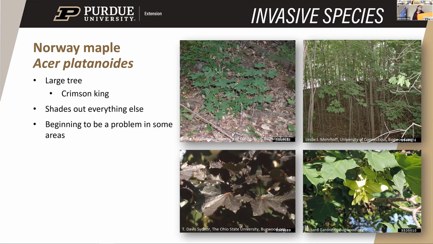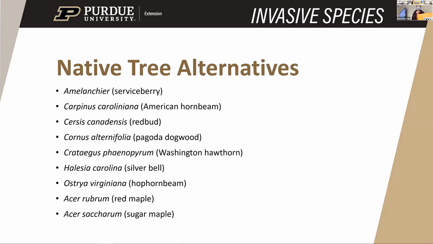This tree is very shade tolerant and can shade out most trees, even sugar maple. So this is a fun fact about this tree. Some native tree alternatives would be our serviceberries, our American hornbeam, our redbud, pagoda dogwood. We have our Washington hawthorn, our red maple, and our sugar maple, which are all similar in terms of shape.